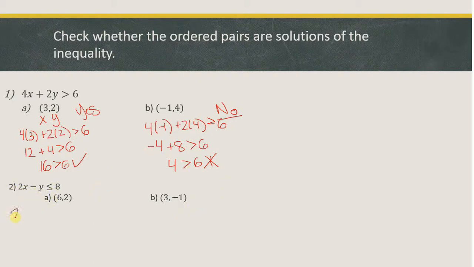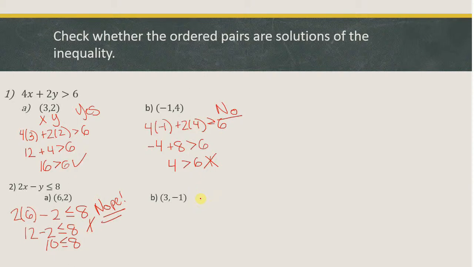Let's check one more set here. So I have 2 times 6, because my x is 6, minus my y, which is 2. So I have 2 times 6, that's 12, minus 2. That's 10. Is 10 less than or equal to 8? Nope. So that one is also a no.